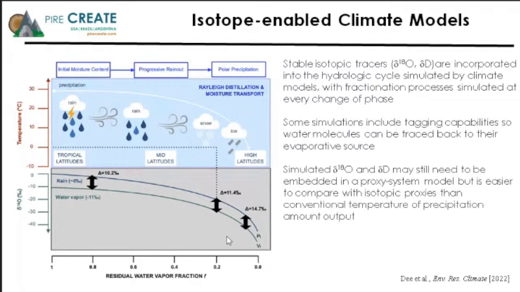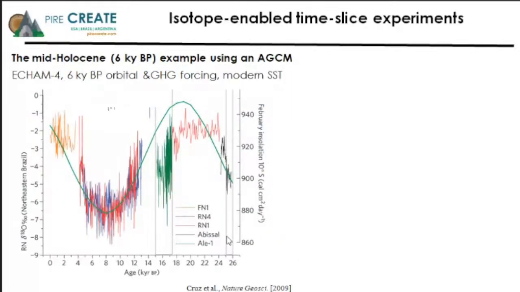vapor. It doesn't solve the grid issue though, and it's still not the same. You might get oxygen 18 in water, but that's not necessarily the same as the oxygen 18 in the calcite that you're measuring in your speleothem, right? So there's still an additional step there. So that's sort of the theory, the background behind this.